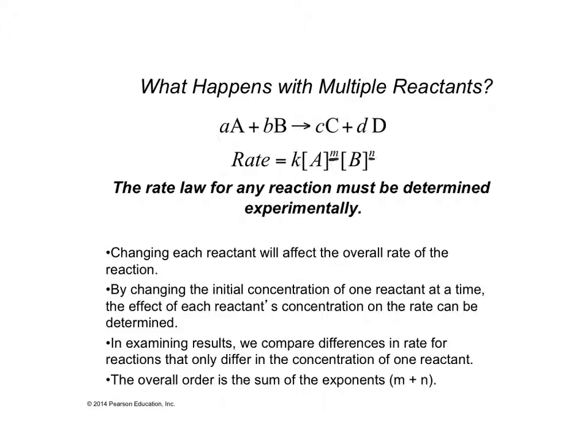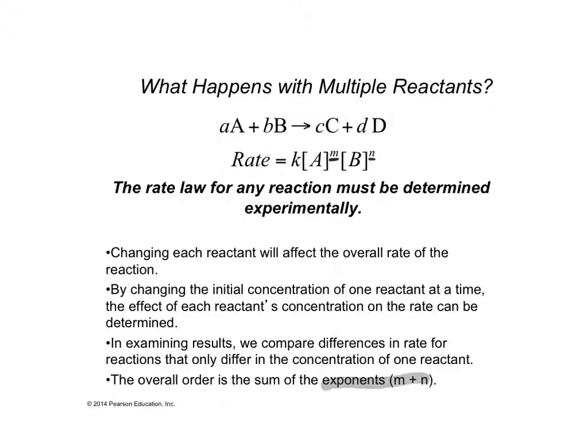A couple of things to note here. Again, these little orders, we have to determine them experimentally, and then the overall order of the reaction is going to be the sum of whatever these exponents are. So if A was first order and B was second order, then the overall order of the reaction would be 1 plus 2, which is 3. It'd be third order overall.